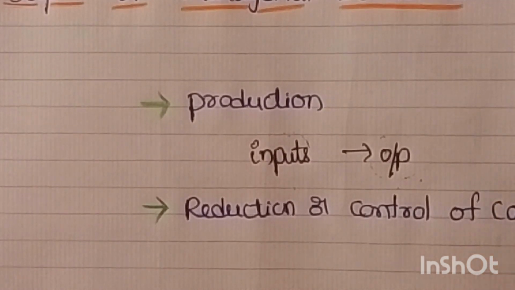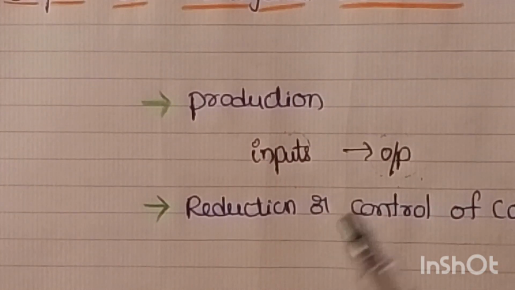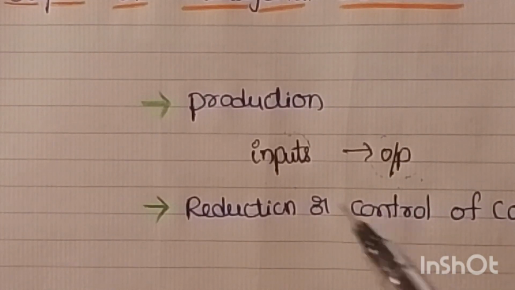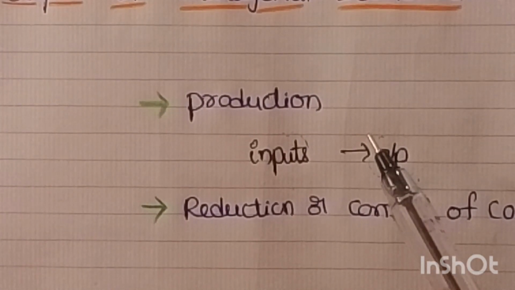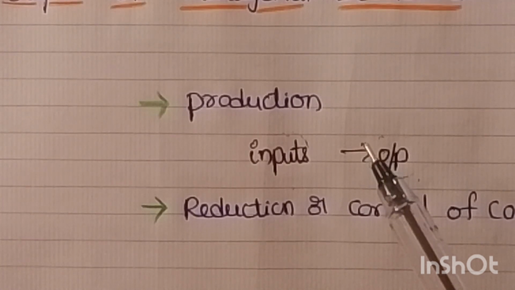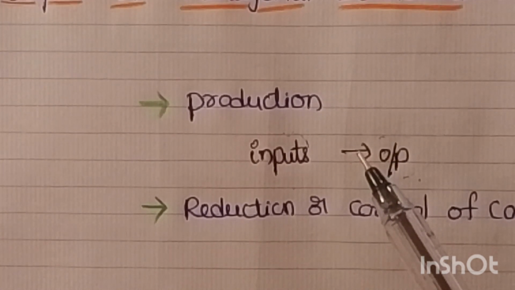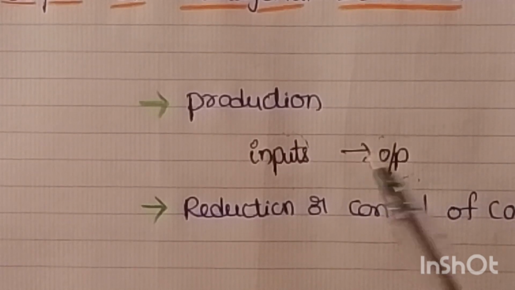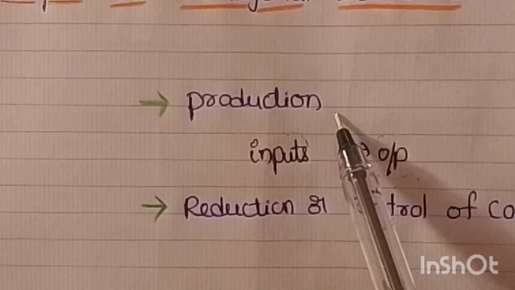Okay, so every organization wants to produce maximum output while reducing expenses. How is that possible? That is possible only when the efficiency of the production improves. Okay, so that is about production.